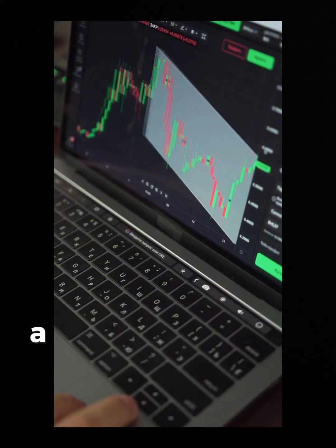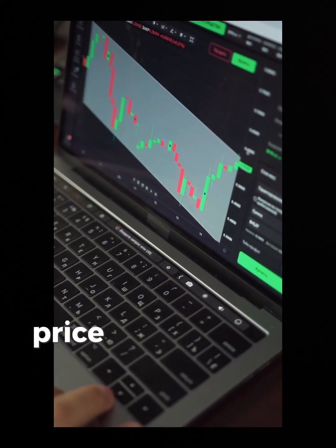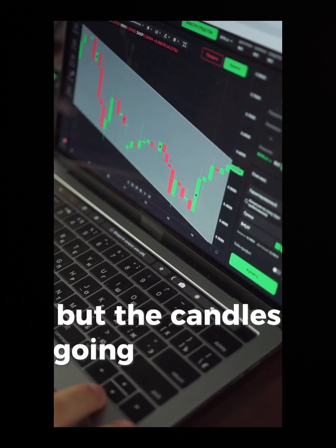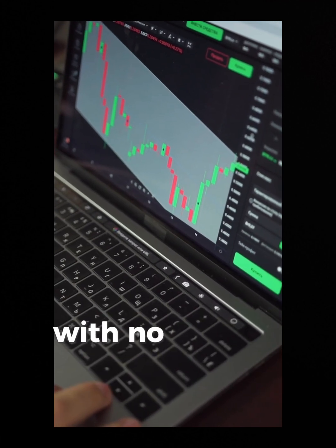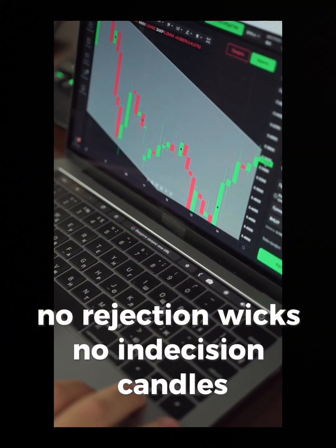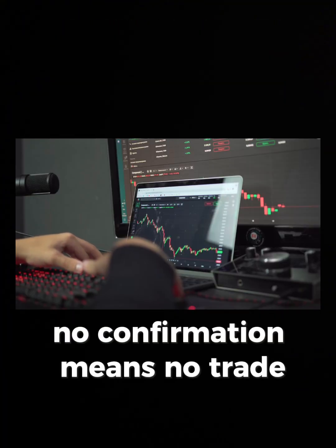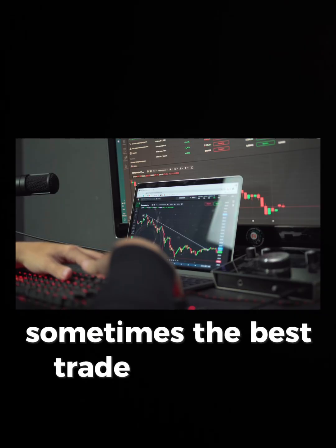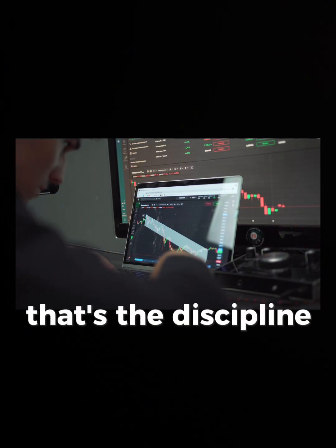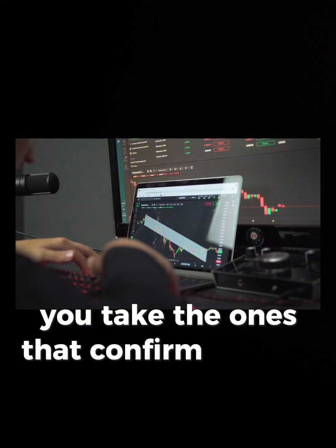Example 3. A trade to skip. USD/JPY. Price approaches a support level, but the candles going into it are strong and bullish, with no signs of slowing down. No rejection wicks, no indecision candles. This is a breakout, not a bounce. No confirmation means no trade. Sometimes the best trade is no trade. That's the discipline. You don't take every touch. You take the ones that confirm.